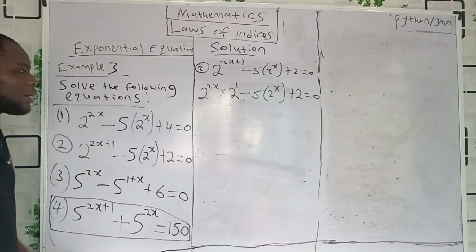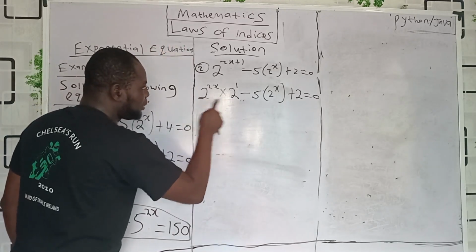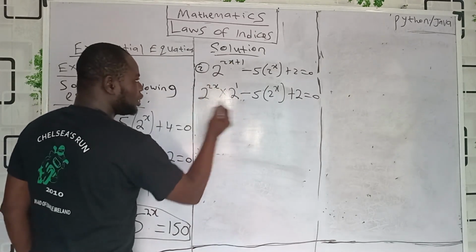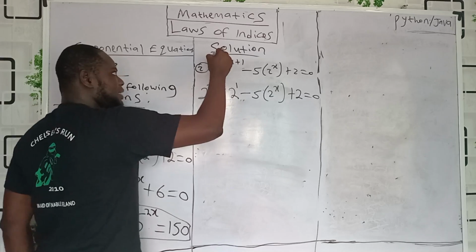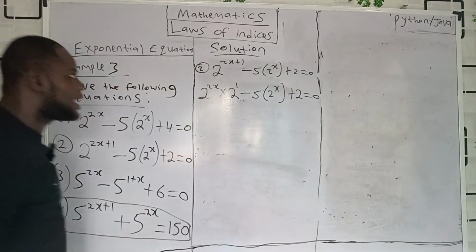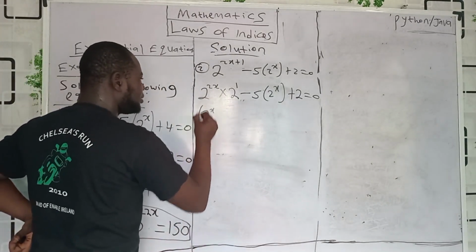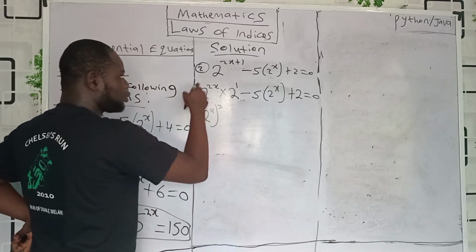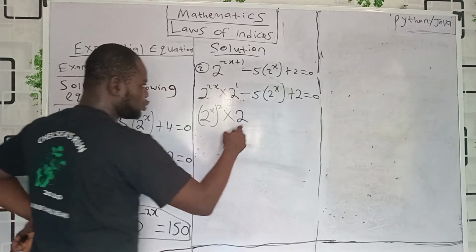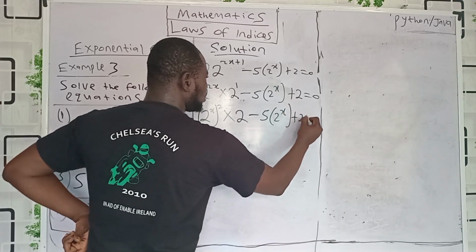Okay? That means I can write this as this. How do you know? You can confirm. The law of indices says if I have the same base, you add the powers: 2x plus 1. That means you can turn this one back to this, the same way we can turn this one back to this. Simple. That means we have not changed anything. Now, I can also write this one as 2 raised to power x, all raised to power of 2, times 2. 2 raised to power 1 is still 2. Minus 5 into bracket 2 raised to power of x, plus 2 equal to 0.